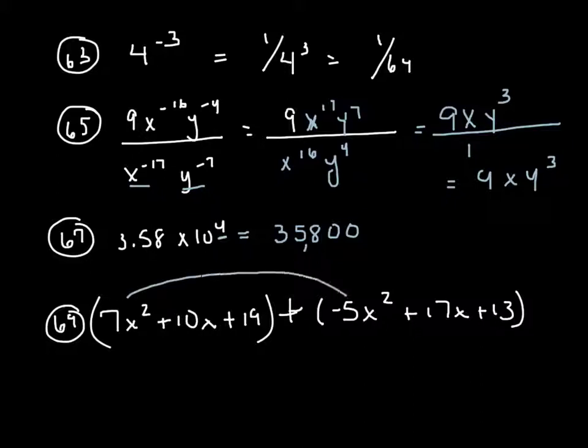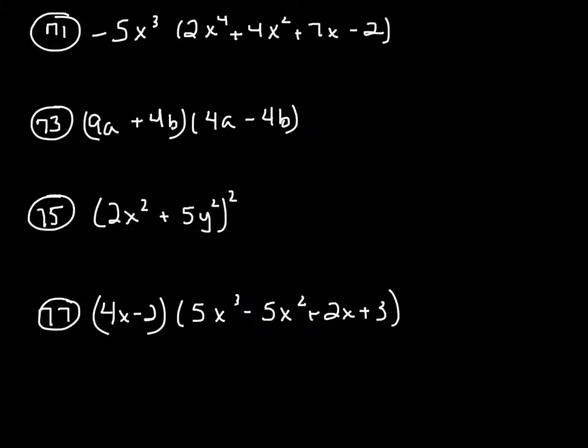So 7x squared and negative 5x squared are going to add together. And that's going to give me a positive 2x squared. I'm going to take my 10x and my 17x and put those together and get 27x. And then my 19 and my 13 will go together and give me 32.